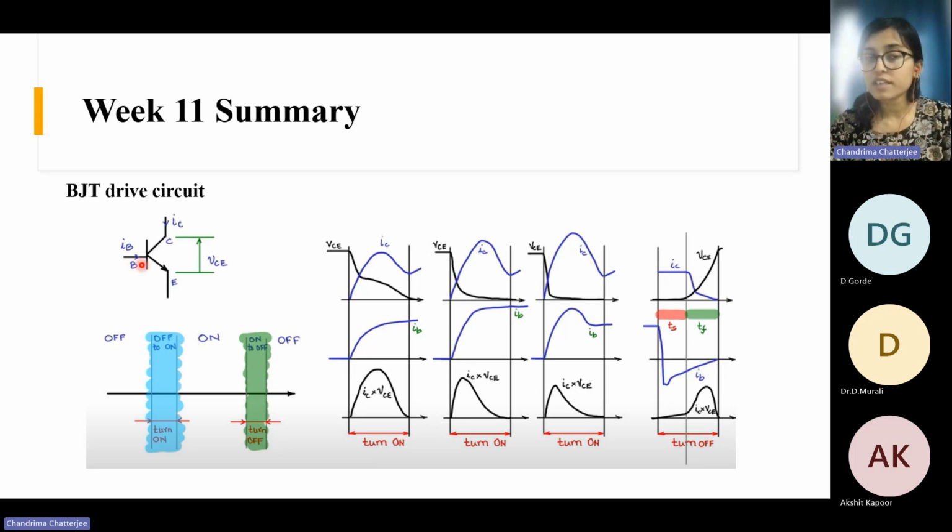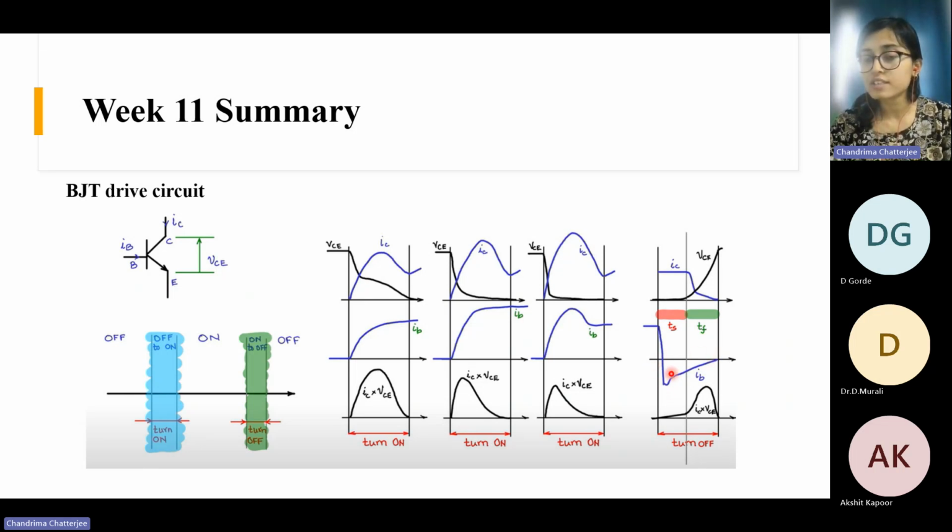Why? Because you know there is a diode, right? We model the base to emitter as a diode. We have a PN junction, and in the PN junction some charge is stored. So when you are withdrawing the base current, the charge needs to be removed. The charge recombination needs to happen. That's why first it goes to negative and then it goes to zero.